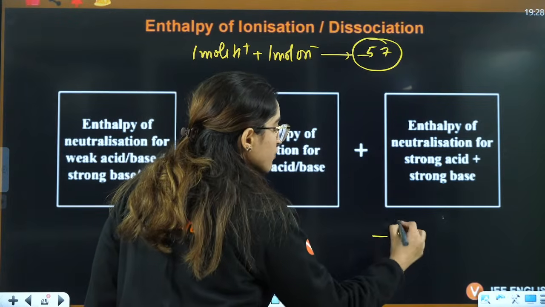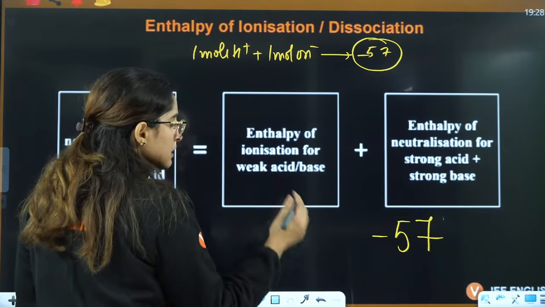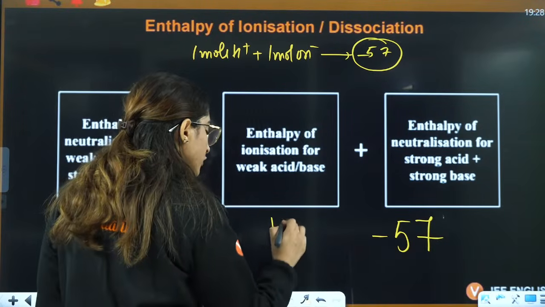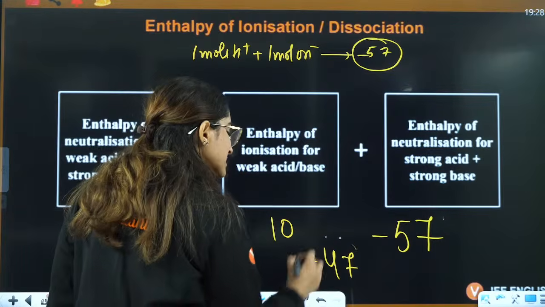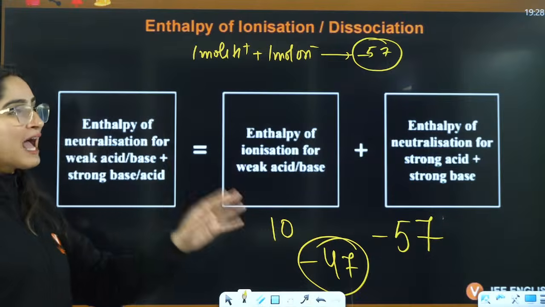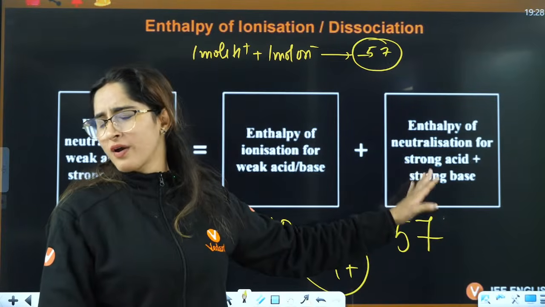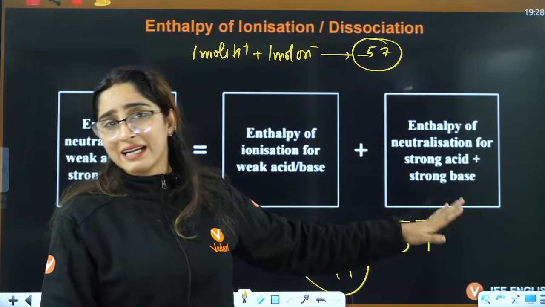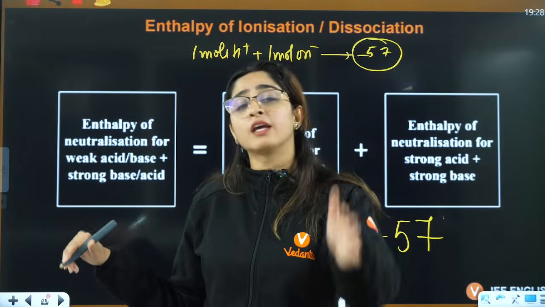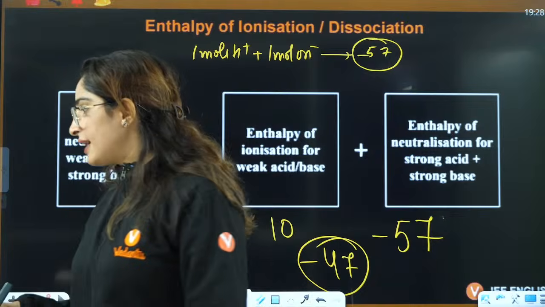This is minus 57. Here some X amount of energy you will use. Let's say 10 amount of energy you have used. It will make it minus 47. So overall energy has decreased. That's why we say that enthalpy of neutralization of strong acid and strong base is greater than this. Why? Because when you have a weak thing, you require energy for ionization as well, right?